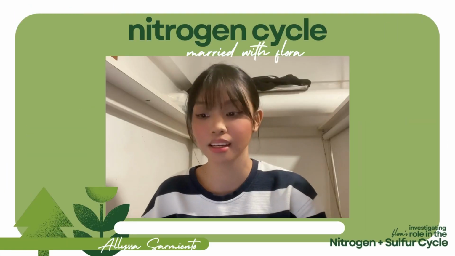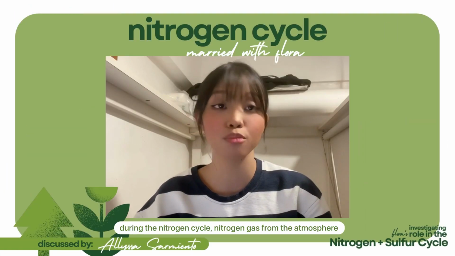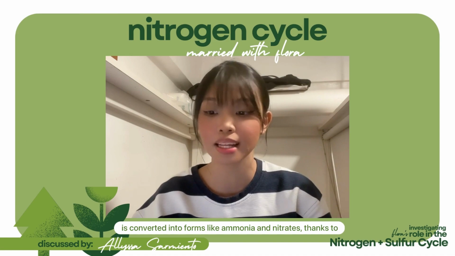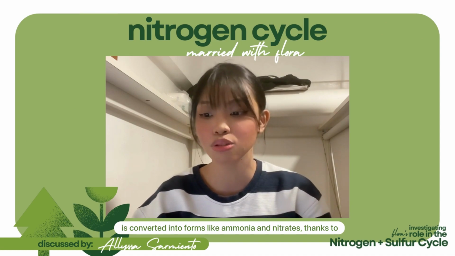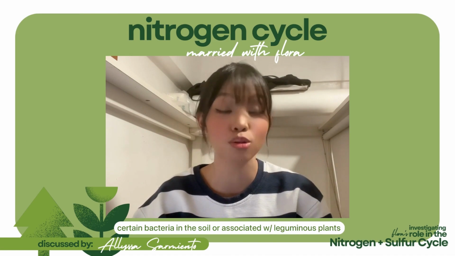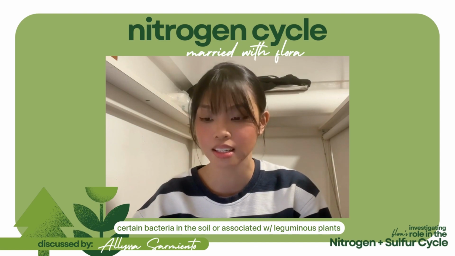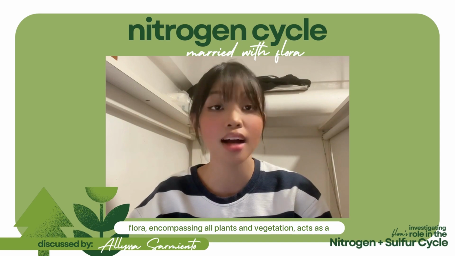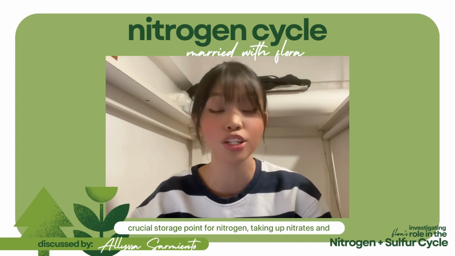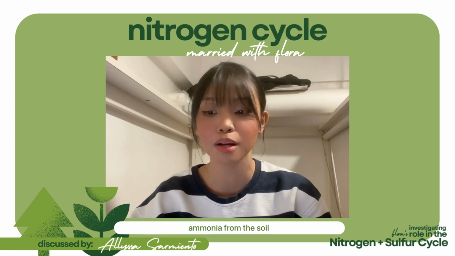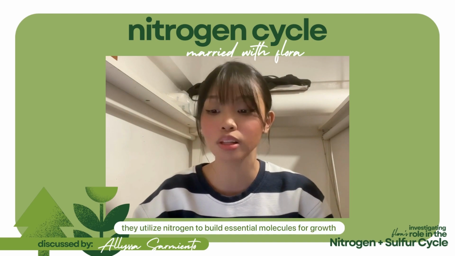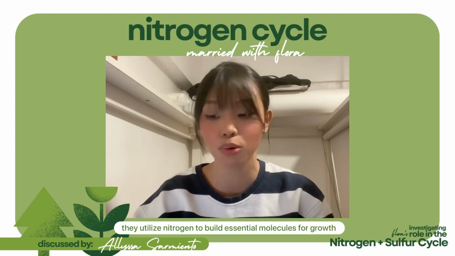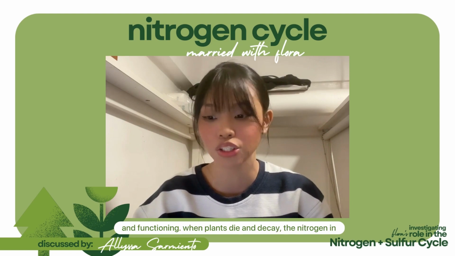During the nitrogen cycle, nitrogen gas from the atmosphere is converted into forms like ammonia and nitrates thanks to certain bacteria in the soil or associated with leguminous plants. Flora, encompassing all plants and vegetation, acts as a crucial storage point for nitrogen, taking up nitrates and ammonia from the soil. They utilize nitrogen to build essential molecules for growth and functioning.